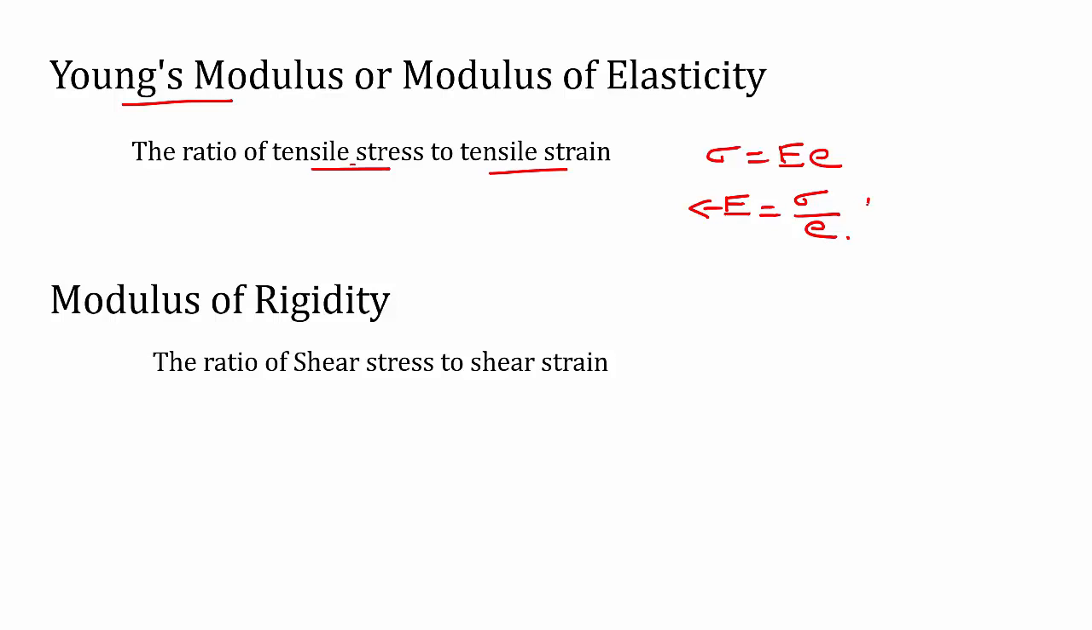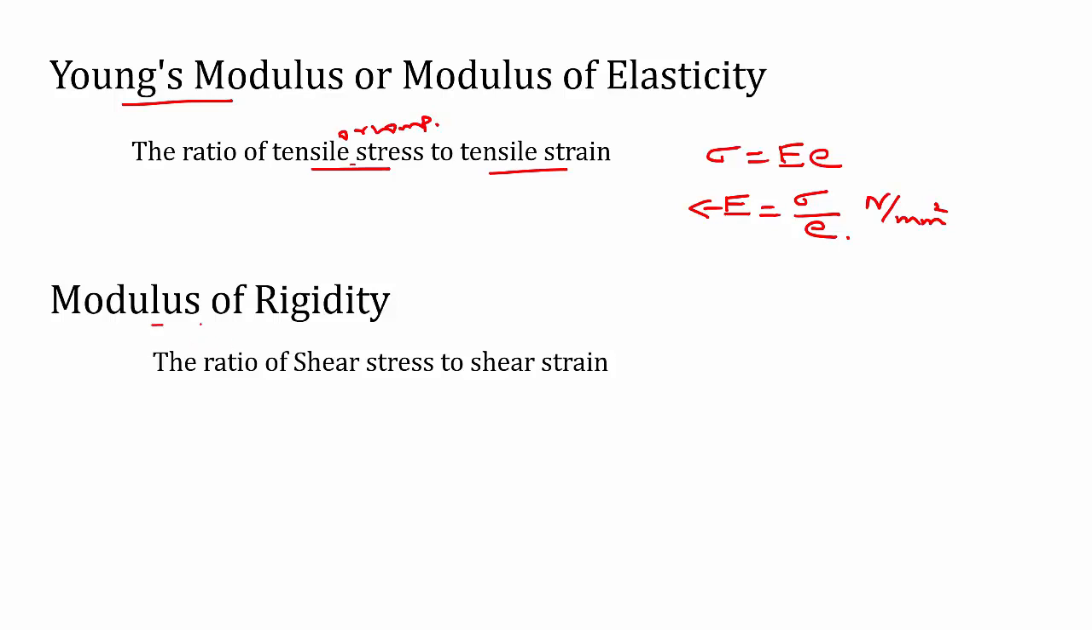So the unit for E is Newton per mm square, because the strain doesn't have any units. So this is Young's modulus. It is applicable for tensile or compressive stress.